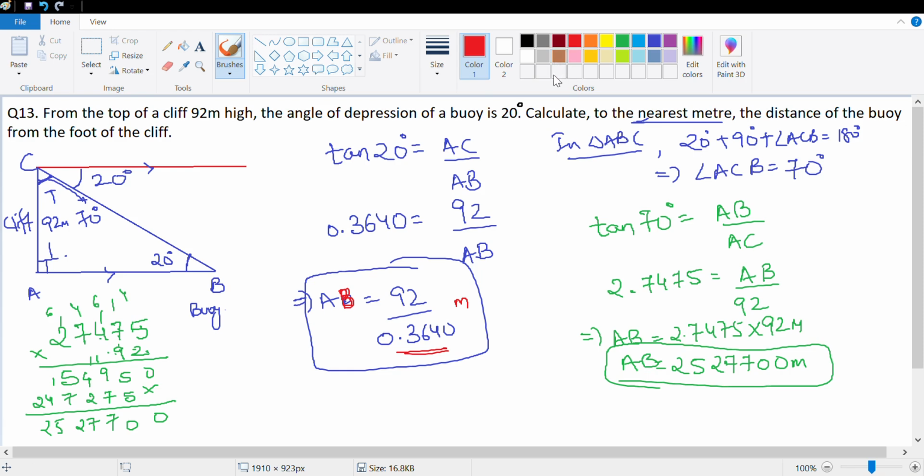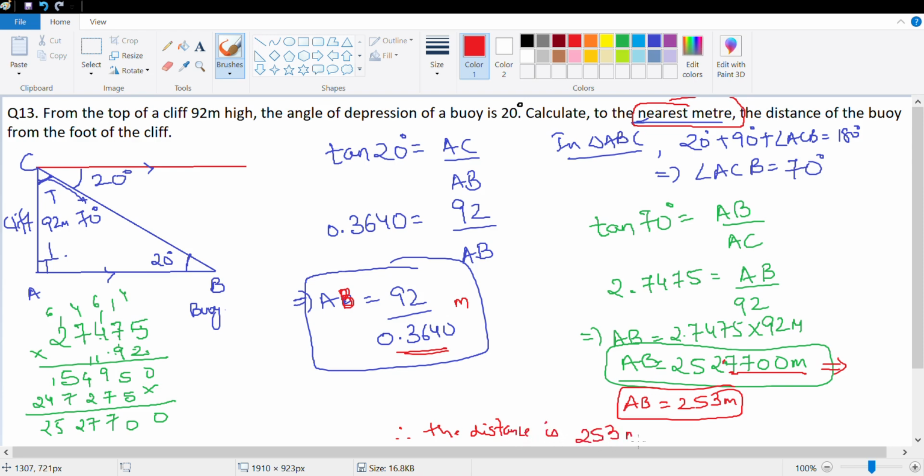Now this is the point of time where I should be reading the question once again to figure out what they want. Because if you leave your answer here, the answer may be wrong. So the question says calculate to the nearest meter. So they want the answer up to the nearest meter. They don't want the decimal numbers, which means I will round this off since the digit after the decimal is more than 5, which means I'll add 1 to the unit digit, which means AB is equal to 253 meters. Perfect. So the answer, therefore, is that the distance is 253 meters.